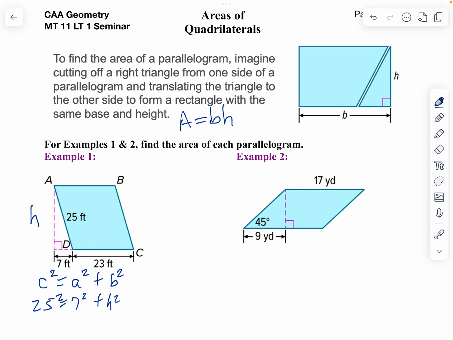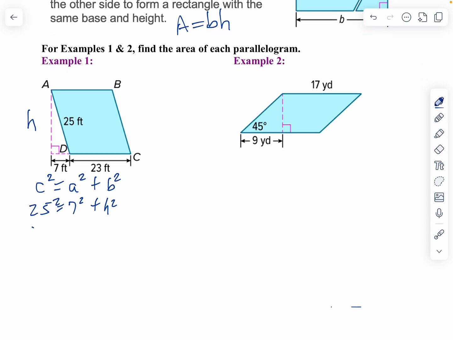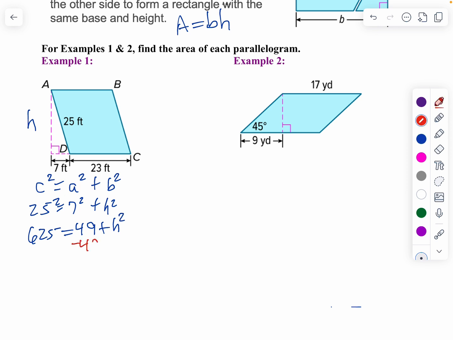Now if I do that, 25 squared is 625 equals 49 plus h squared. Well, let's subtract 49 from both sides. And we get 576 for h squared. So that means h is 24.